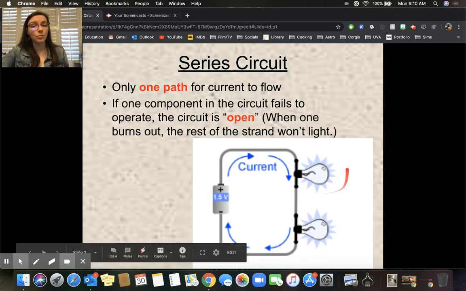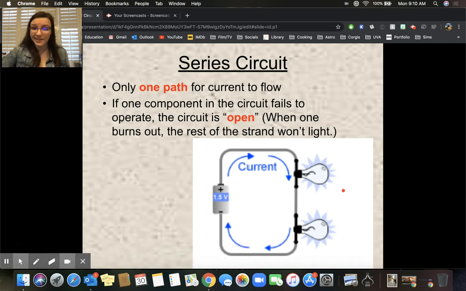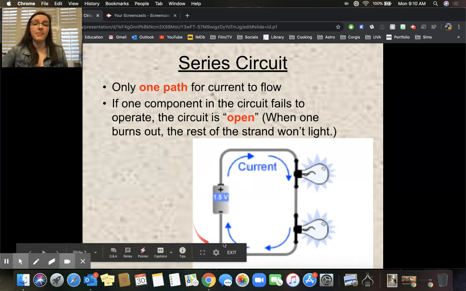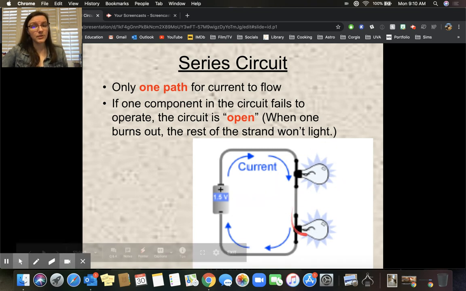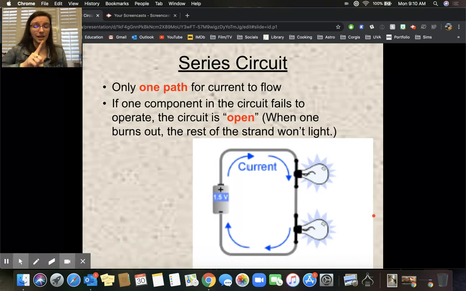That means if one part of the circuit fails, the circuit is considered to be open and the entire thing won't work. If this battery is dead, then the circuit won't work. If this light bulb goes out, then this one also will not be able to work. It's like if you are stringing Christmas lights and you find that one light bulb is burnt out, then the entire rest of the strand doesn't light up. That is a strand of lights that is in a series circuit. So if one part of it doesn't work, then the entire circuit is just done for.